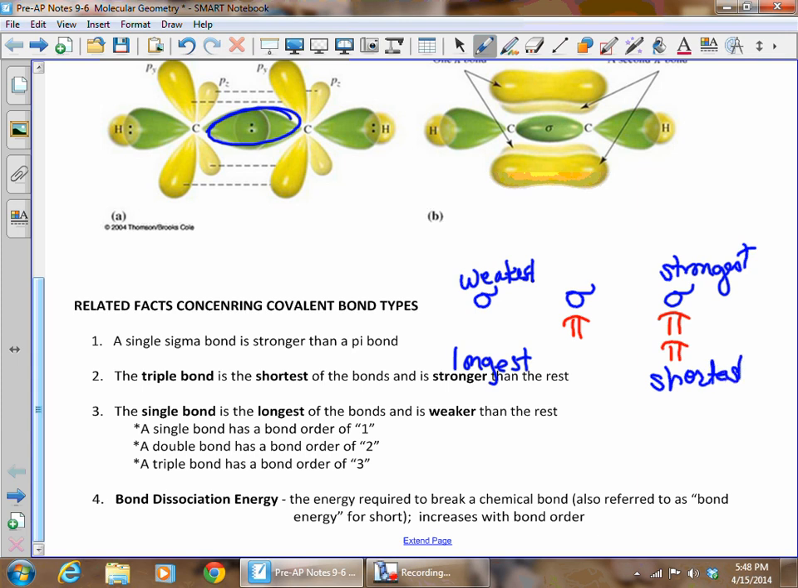So when you talk about bond dissociation energy increases with bond order, what the heck does that mean? Well, bond order is easy. A single bond simply has a bond order of 1. A double bond has a bond order of 2. A triple bond has a bond order of 3. So if you have a bond order of 3, you have a triple bond. It's the strongest of the bonds. So it's going to be the strongest, the hardest to break. So it's going to require the most energy to break that triple bond, and the least amount of energy to break that single bond.